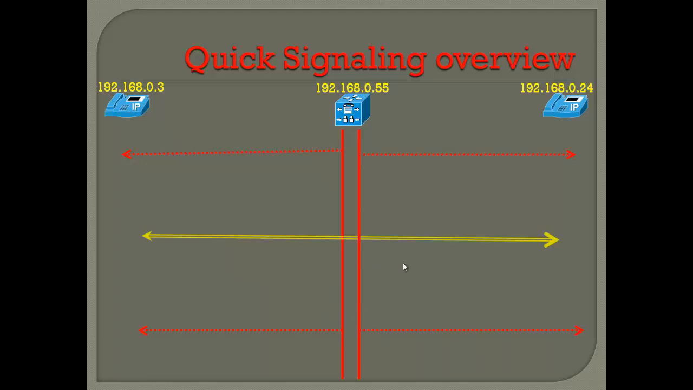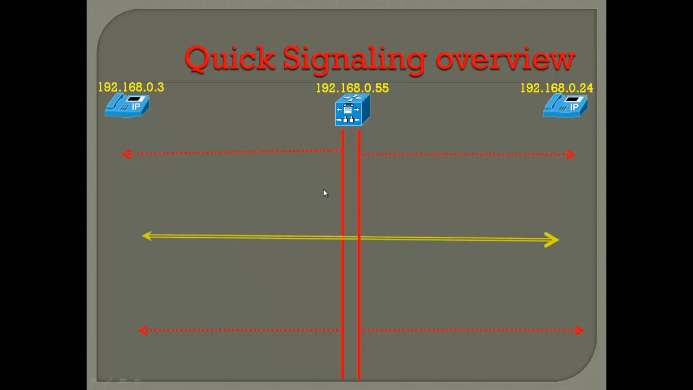So the very first thing we ought to notice here is that the signaling between the phone and the call manager stops at the call manager. We see that the signaling from phone A never gets to phone B because they never talk to each other when they're trying to set up the call.